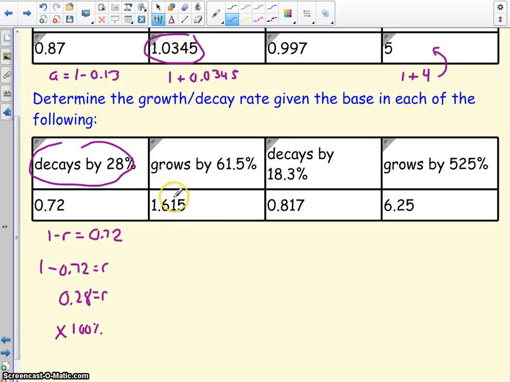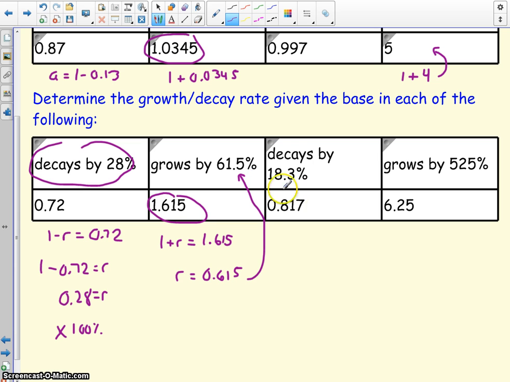So here we're given, again, our base. It's greater than 1. So 1 plus our growth rate is going to be equal to our base, 1.615. Okay, so again, we solve for R. Subtract 1 from both sides of the equation, so we get R equals 0.615. Multiply that by 100% to get it into a percentage, and we get growth by 61.5%.